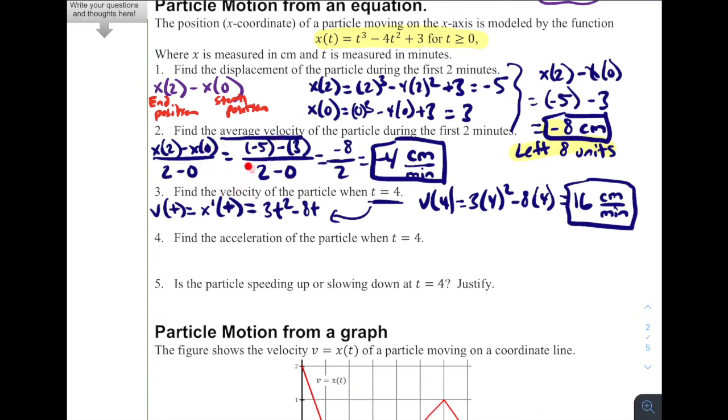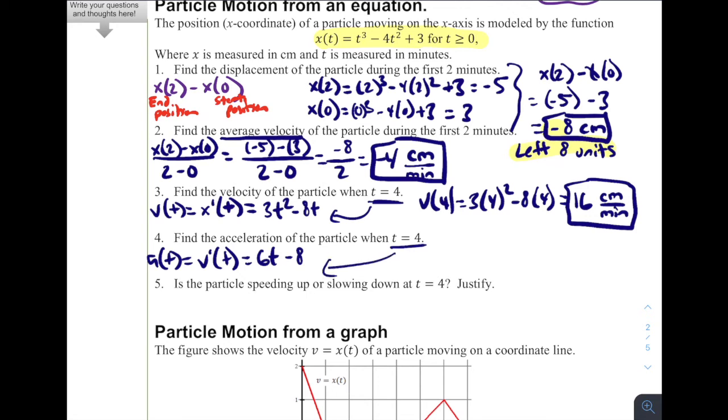Big key difference here, right? Notice in between 2 and 3, that word average velocity, I did a slope. Velocity itself, I used a derivative to take the velocity function and then use that. Acceleration, for number 4, we know is the derivative of velocity. So acceleration with respect to time is v prime of t. And so if we take that derivative, that looks like it's 6t minus 8.